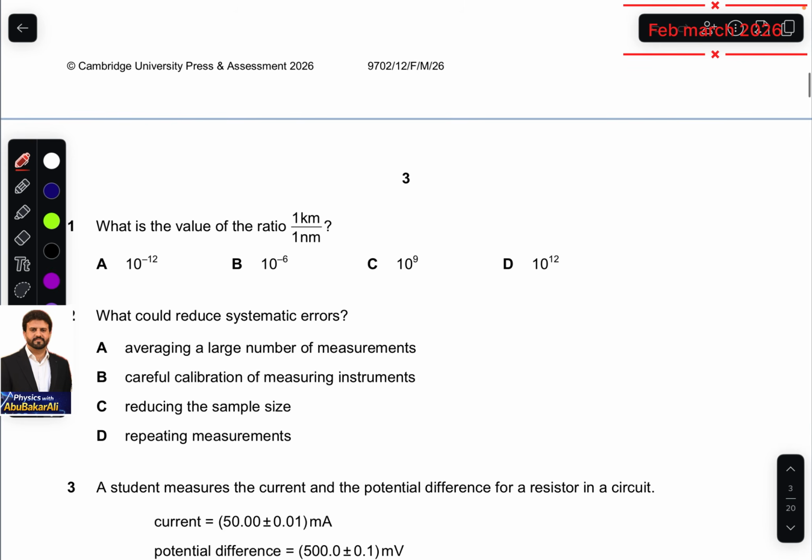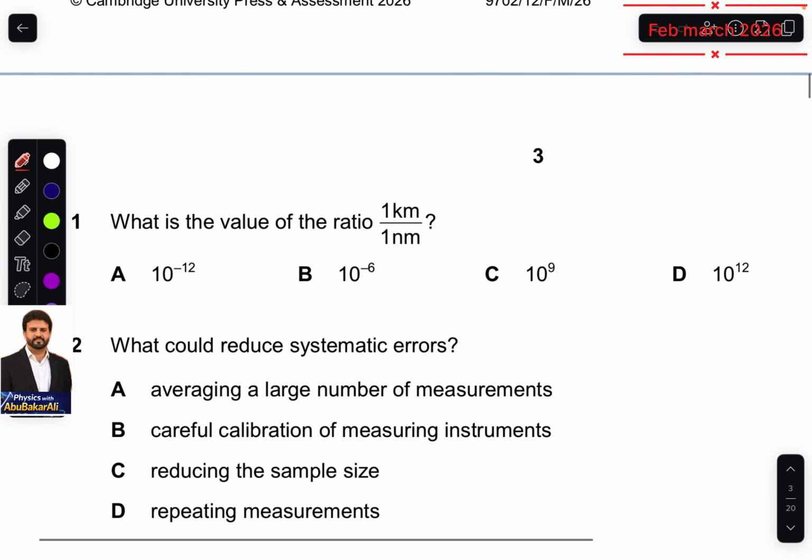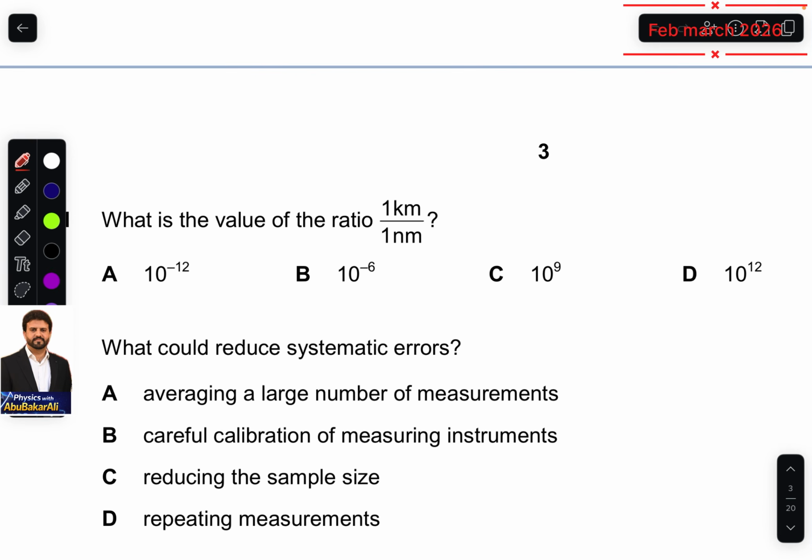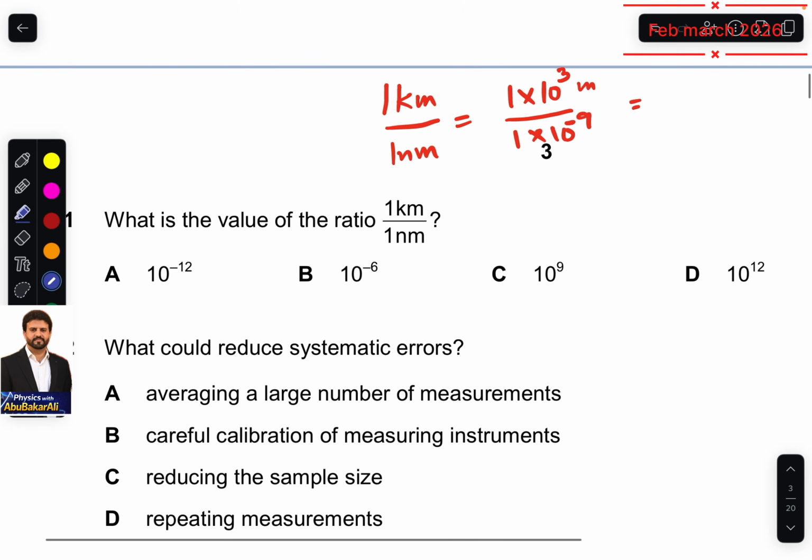First question is, what is the value of the ratio 1 kilometer over 1 nanometer? So what you simply need is the knowledge of prefixes. We know 1 kilometer over 1 nanometer. Kilo is 10 power 3 and nano is 10 power minus 9. Okay, so you can simplify it. There is one way. This power minus 9, when this thing will go up, it will be plus 9. Okay, so it will be 1 over 10 power 3.